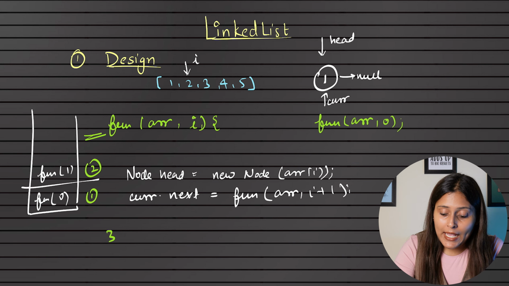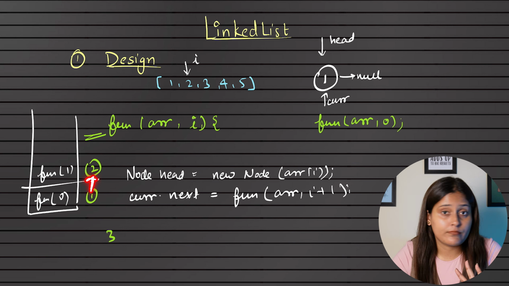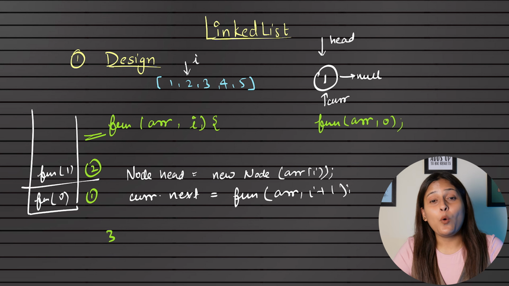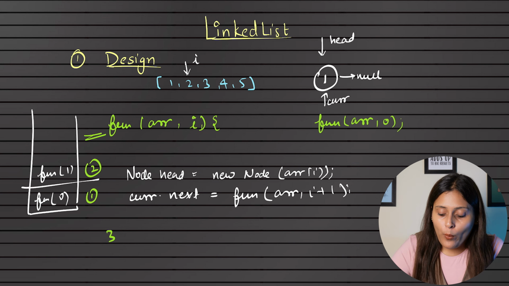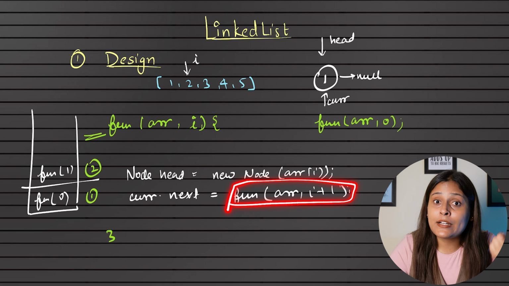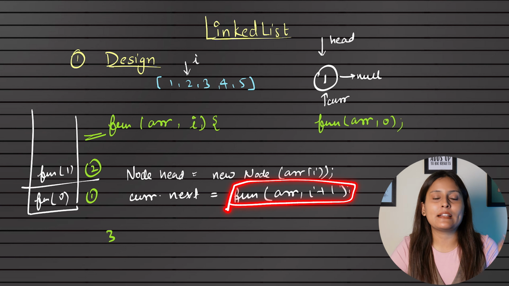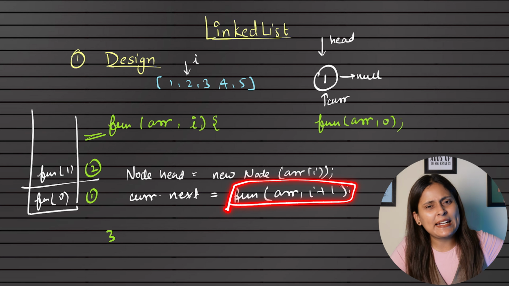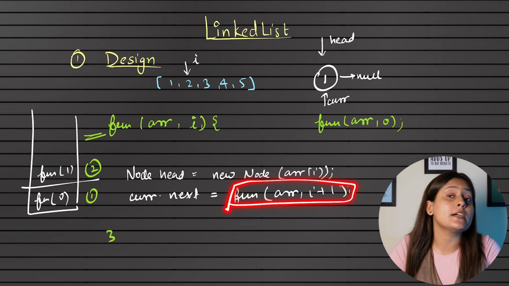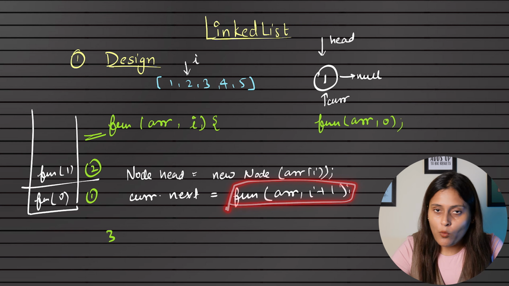But remember, it has not been connected yet. No, it has not been. Why? And when will it be connected? When this function gets returned back. As of now, nothing has been returned back because we are going deeper and deeper in the recursive call. Correct?